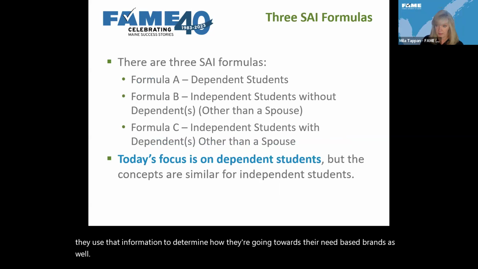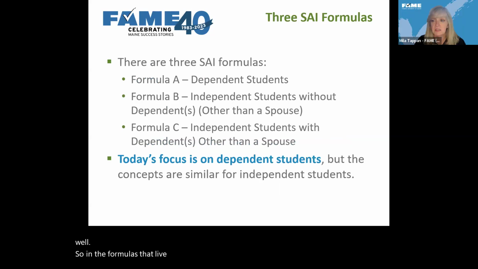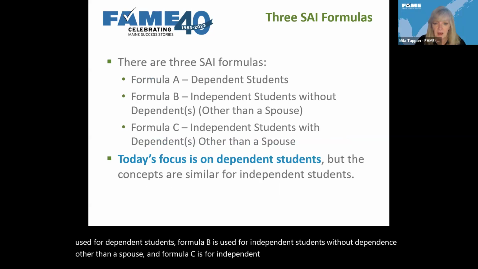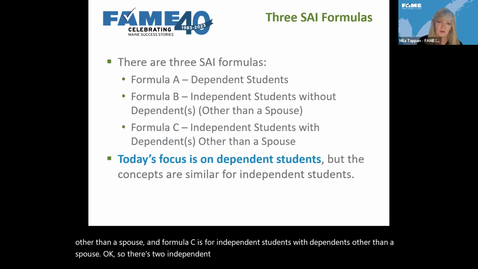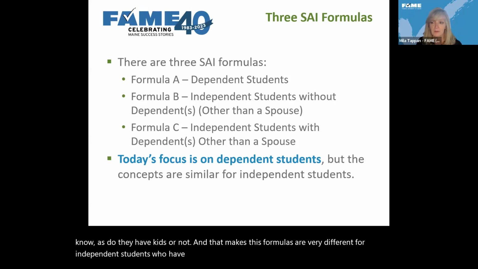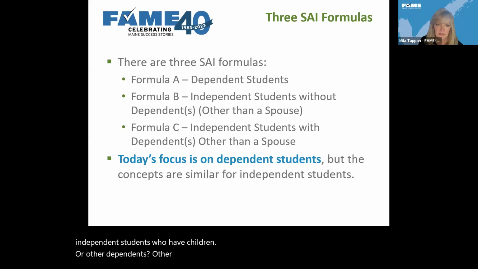So in the formulas that live behind the scenes, there are actually 3 SAI formulas. Formula A is used for dependent students. Formula B is used for independent students without dependents other than a spouse. And Formula C is for independent students with dependents other than a spouse. So there are 2 independent student formulas, and what it really comes down to is, do they have kids or not? That makes the formulas very different for independent students who have children or other dependents other than a spouse versus the ones that don't.